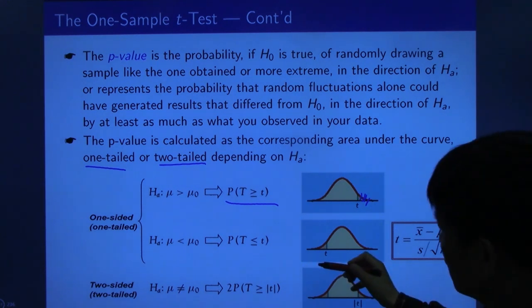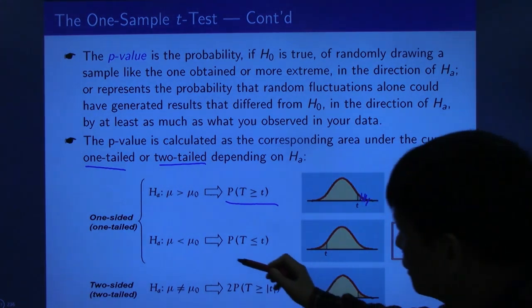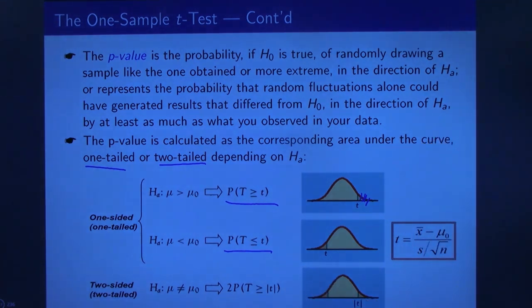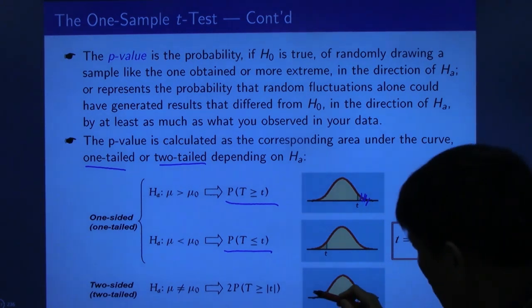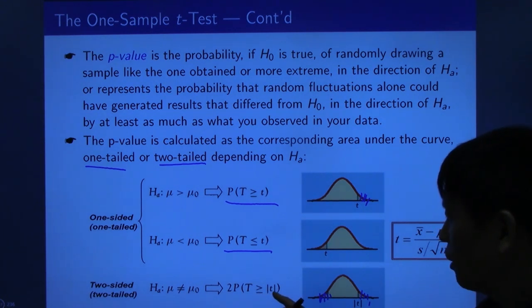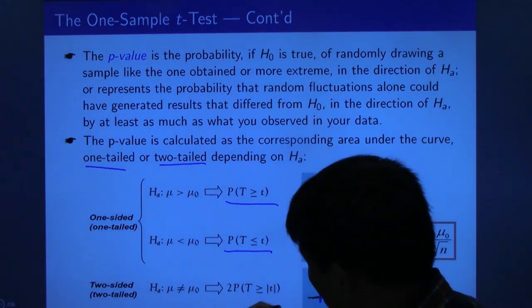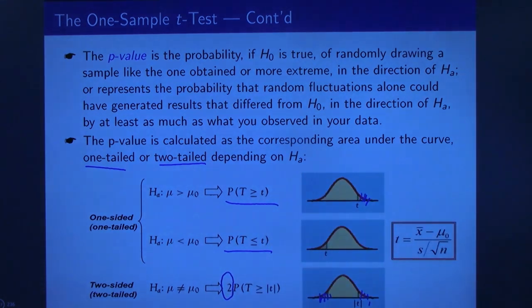For a one-sided test on the left tail, where mu is less than a particular value mu0, we are going to calculate the probability that capital T is less than or equal to small t. And for a two-sided test, HA is not equal to this. That means we need to calculate the probability on both sides. So we use the one-sided probability of T greater than or equal to the absolute value of t, and we multiply by 2 here. Keep in mind there's a 2 here.